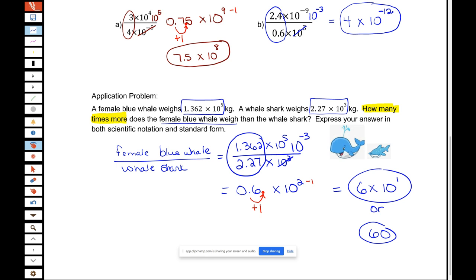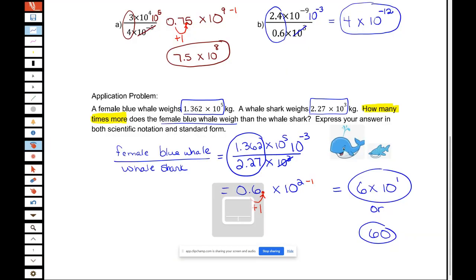A female blue whale. I keep wanting to say whale shark. All right, so that is the end of this lesson on dividing in scientific notation and the end of our unit on exponents in scientific notation. We will be reviewing for a test in class now.